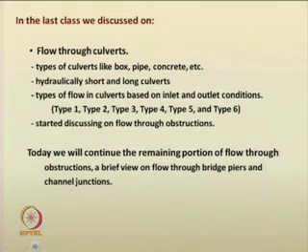Also, we started discussing flow through obstructions. There are various obstructions like bridge piers and columns that can be found in a water channel. An obstruction means that, due to it, a minimum of 2 pathways are there for the flow of water. That is the difference between an obstruction and a constriction, if you recall. Today we will continue the remaining portion of the flow through obstructions, that is bridge piers, channel junctions and some of the other aspects.